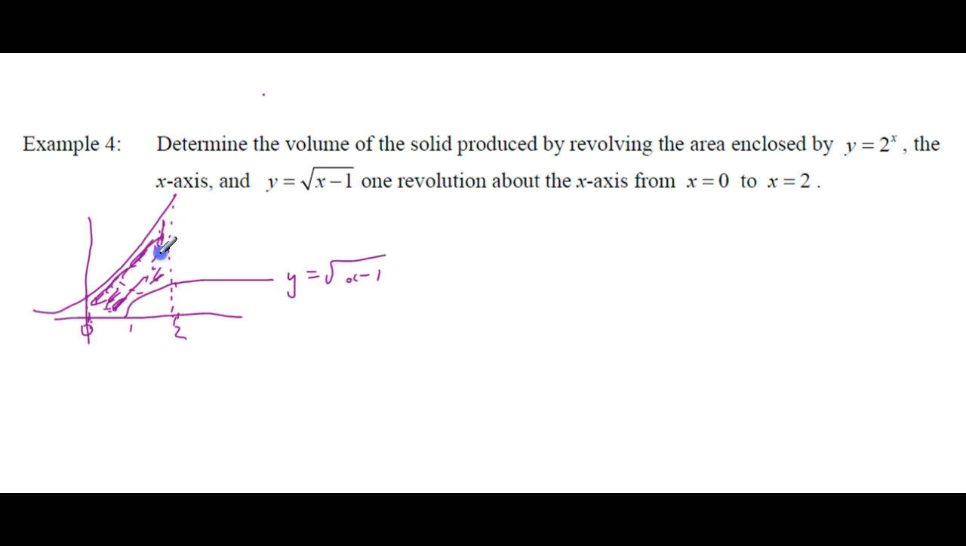which will be rotated. So then what I'm going to have to do is take the volume. So this was y equals 2 to the x. Take the volume of 2 to the x from 0 to 2, and from that subtract this volume. Let's maybe change color. From that subtract this red volume here, which is under the square root of x minus 1 from 1 to 2.